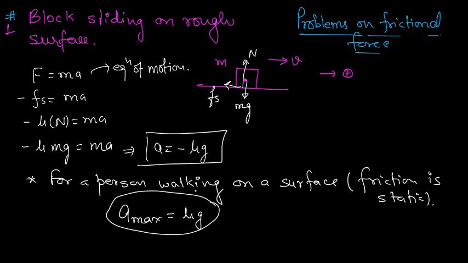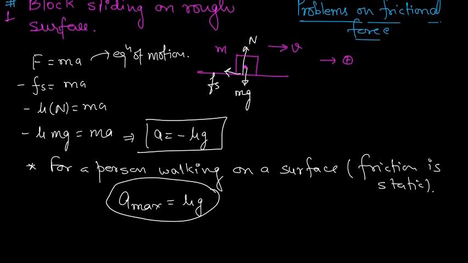So this was the very first problem, a block sliding on a rough surface. The acceleration is minus mu times g. For a person walking on a surface, if the friction is static, then the maximum acceleration will be mu times g. So this was the plane surface.